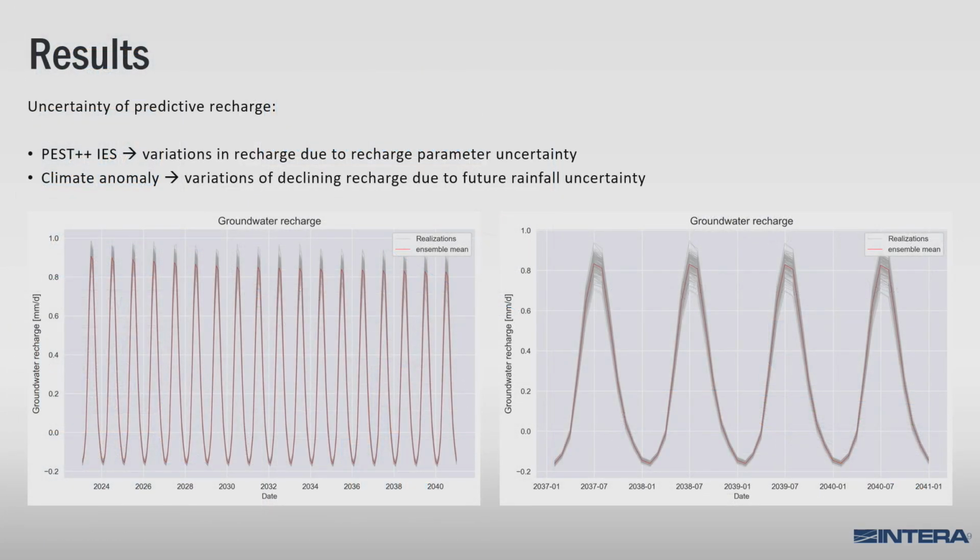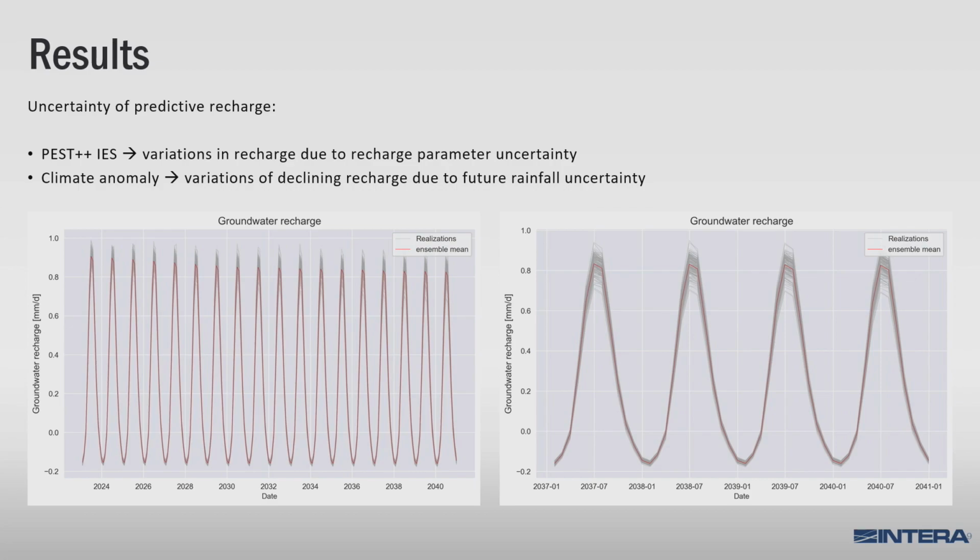So let's have a look at some results. How does this look in the end? What you can see here is groundwater recharge in millimeters per day over the predictive period. Each gray line, again, is one realization, and the red line is the ensemble mean. You can see in general, as expected, the groundwater recharge is declining over the years.